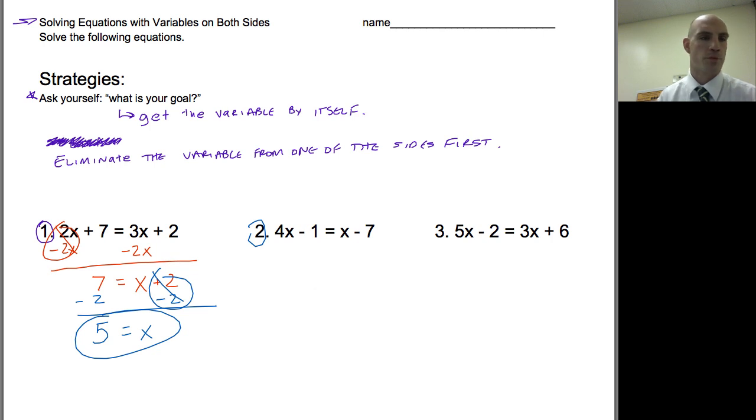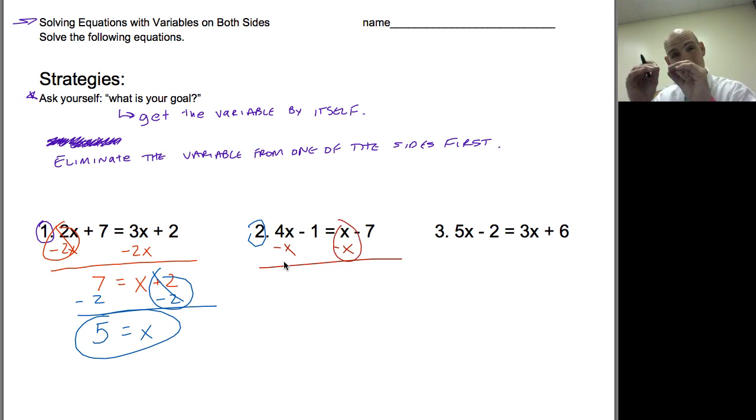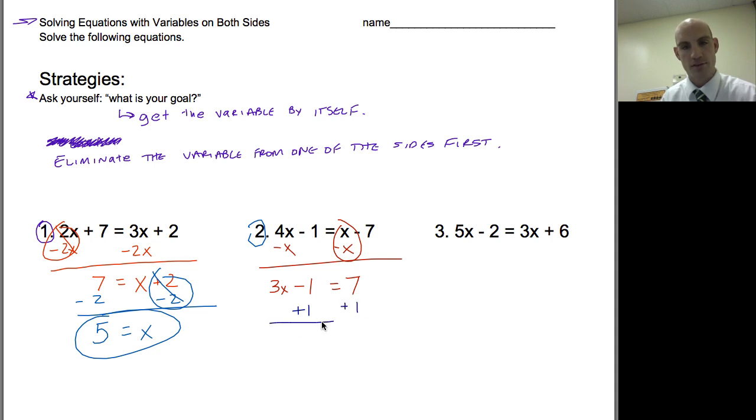Number 2 here. I have 4x on one side and x on the other. So I am going to eliminate one of the variable sides first. 4x and x. I'm going to subtract x. And basically what I'm doing is I'm making a zero pair with that variable expression. Okay? And what do I have left? Well, once again, equal to 7. And now I have 3x minus 1. This, once again, is an equation that I can solve. All right? And so I'm going to make a zero pair here. Plus 1. And I must do the same thing to both sides.